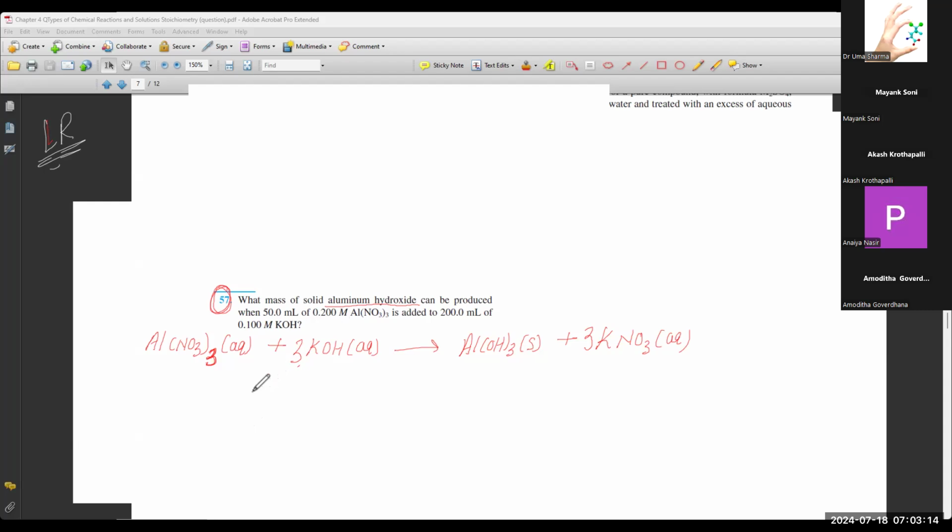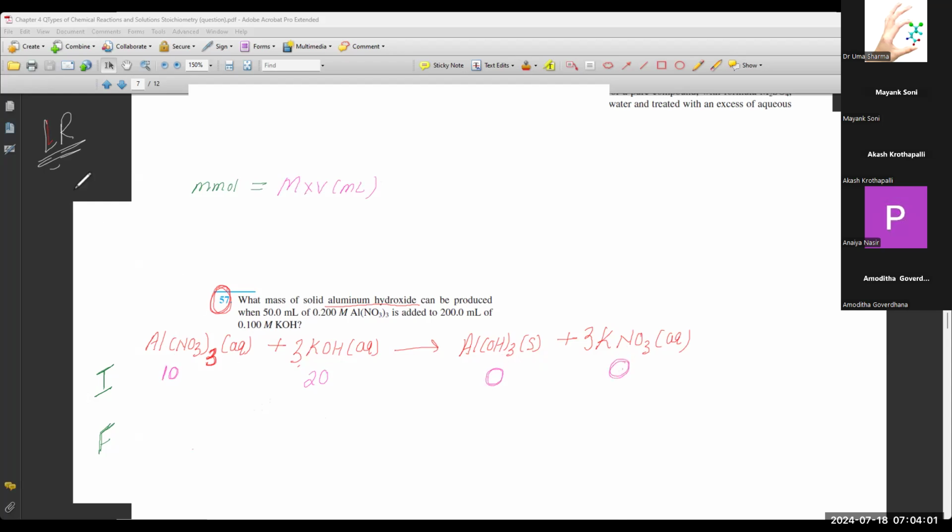Now, it's a question of limiting reactant. So I'll make the table. Initial, final. So can you work out the millimoles of aluminum nitrate? Okay, very good. 10. KOH. Millimoles are molarity times volume in milliliter. KOH is 20. This is initially 0.